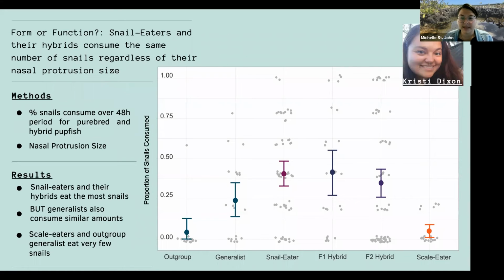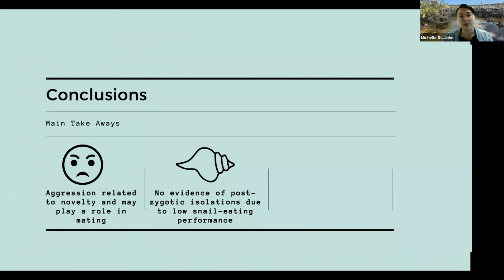So what we found from the study is that snail eaters and their hybrids consume similar numbers of snails despite the variation in nasal protrusion size. Furthermore, the generalist pupfish also consumes statistically similar numbers of snails, and this species doesn't really have a nose. So overall, what we think is happening is that snail consumption may be behaviorally mediated, but does not appear to be a source of isolation between snail eaters and generalists.